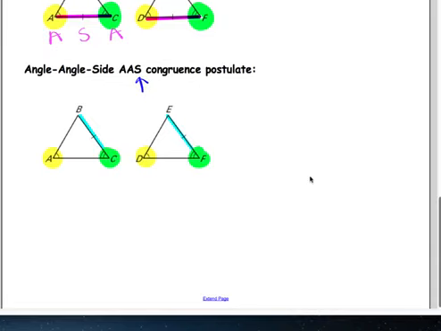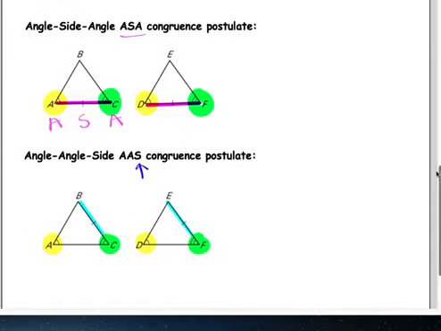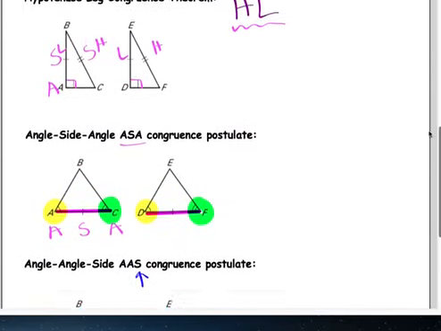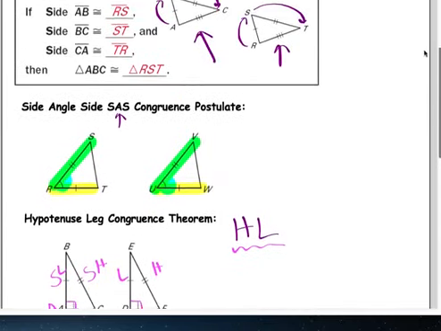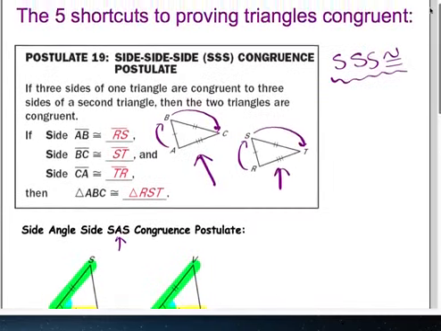So these are the 5 reasons that you can use to show triangles are congruent with only needing 3 pieces of information. So this is going to make it a lot shorter for us in the long run for showing our triangles congruent.